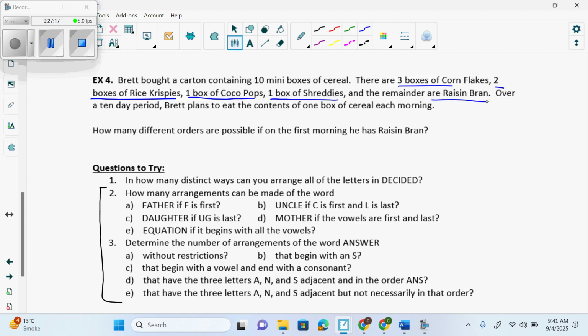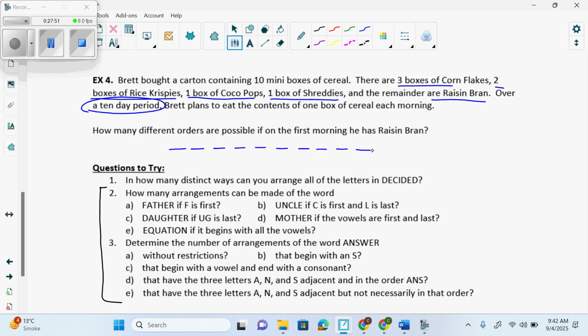Over a 10-day period, Brett plans to eat the contents of 1 box each day. So, how many blanks do we have? 10. We have day 1 blank, day 2, day 3, day 4, day 5, day 6, right? So we have 1, 2, 3, 4, 5, 6, 7, 8, 9, 10. But what do I have to realize here? That they are repeats. So they won't always say identical. They might say I had an identical model of car, and that's a hint. But they don't have to say identical.